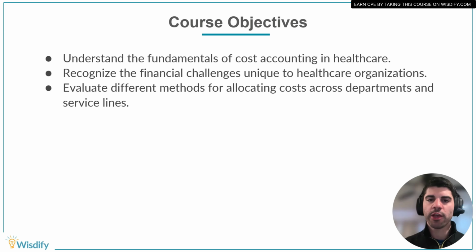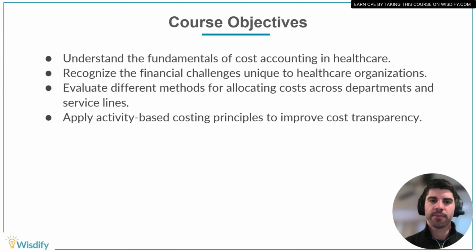Third, we'll evaluate a couple of different methods for allocating costs across different departments and service lines within a business. We'll also talk about some of the pros and cons that come along with each method. Fourth, we'll introduce activity-based costing, which is commonly called ABC, and we'll talk about how companies can use ABC to identify the true costs of their different activities, and this is all going to be based on actual usage and consumption.